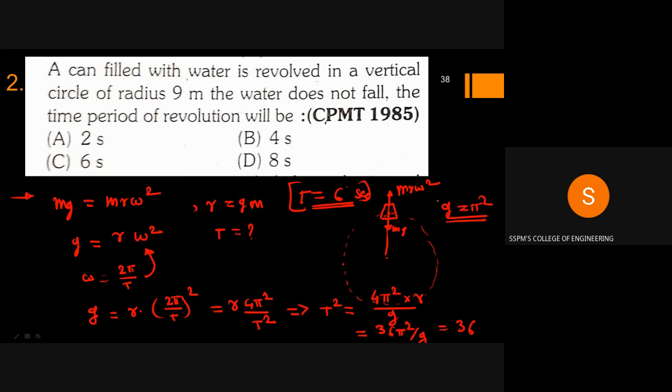Okay, so you should remember this approximation. The acceleration due to gravity g is approximately equal to pi square. So the correct option is option C. To solve this problem, you should know this equilibrium equation, weight is equal to the centrifugal force, and the formula for omega, 2 pi upon T.